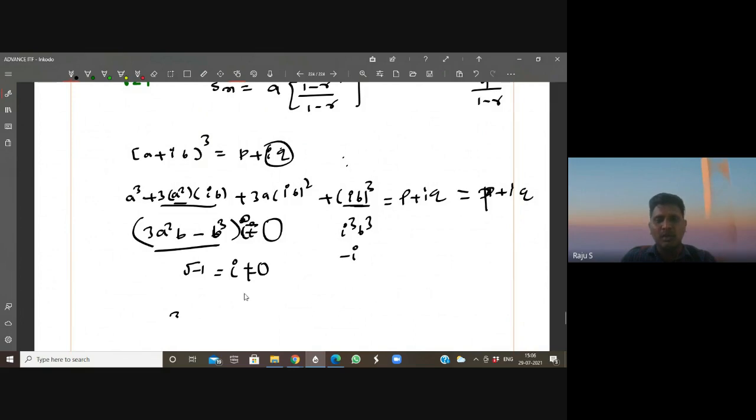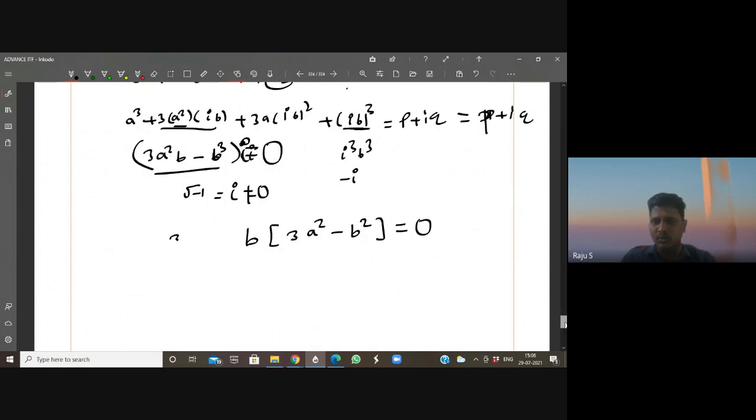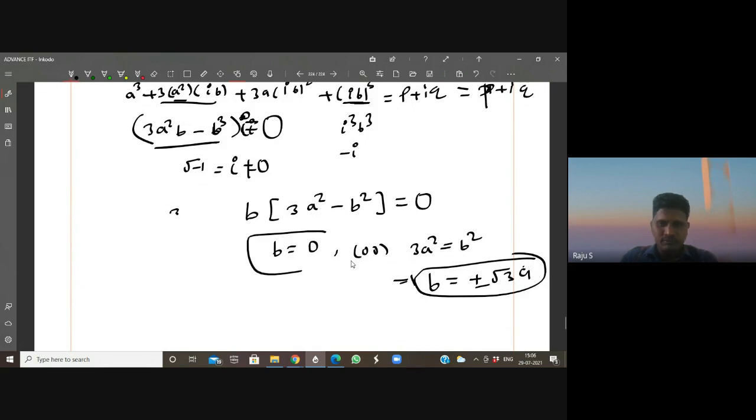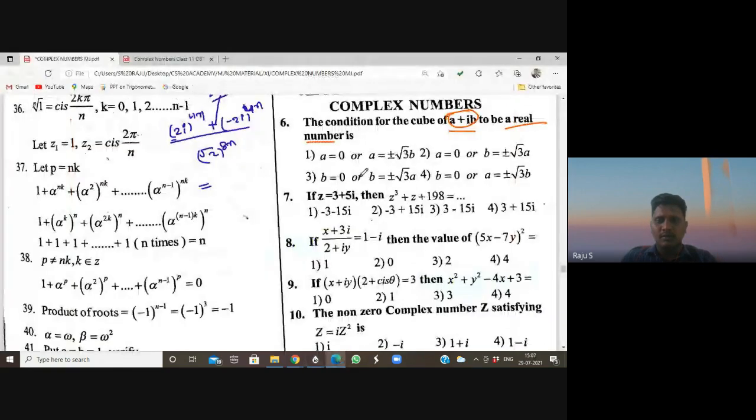Is there any common factor? Yes, b is common. So b into 3a square minus b square is equal to 0. Now either b is equal to 0 or 3a square minus b square is equal to 0, that is b square equals 3a square, which implies b is equal to plus or minus root 3 into a. These are the answers. Third option, option 3.